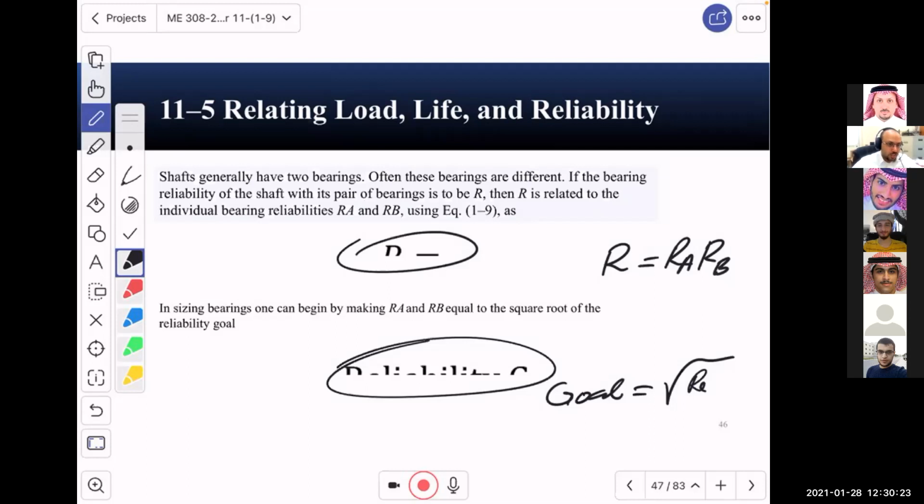There is another question. If you have a machine running now, and you ask the operator, what is the reliability of bearing A? What is the reliability of bearing B? And he told you, we picked these two from the catalog, and both of them are identical, and they have the same reliability, RA and RB. Then the reliability of the system is the multiplication of both.